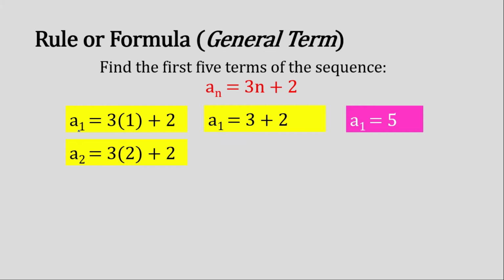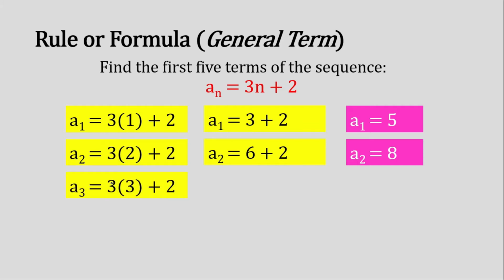For a sub 2, it is equal to 3 multiplied by 2, plus 2. Again, if the value of n here is 2, we just substitute the value of n in the formula. Then we simplify that. A sub 2 is equal to 6 plus 2, or a sub 2 is equal to 8.